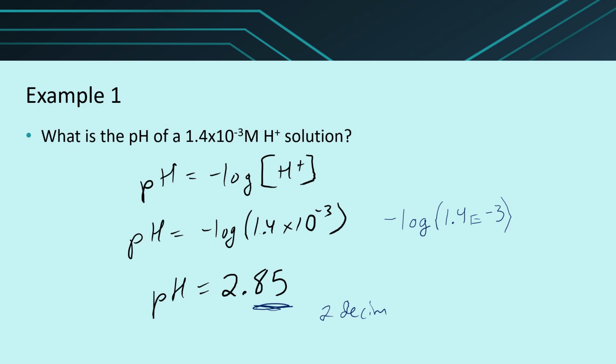And I don't want you to focus too much on that part. Just solving it is good. So 2 decimal places is fine for pH or pOH for this class.